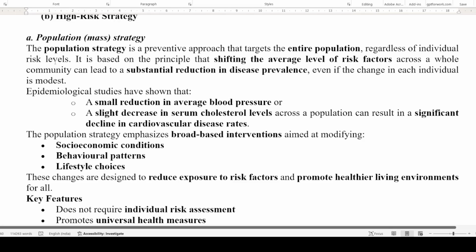Means we have not bifurcated the individuals with the risk factors, or who are developing the risk factors, or who are at the radar of developing the disease, but we are targeting the entire population irrespective of this. It is based on the principle that shifting the average level of risk factors across the whole community can lead to a substantial reduction in disease prevalence.